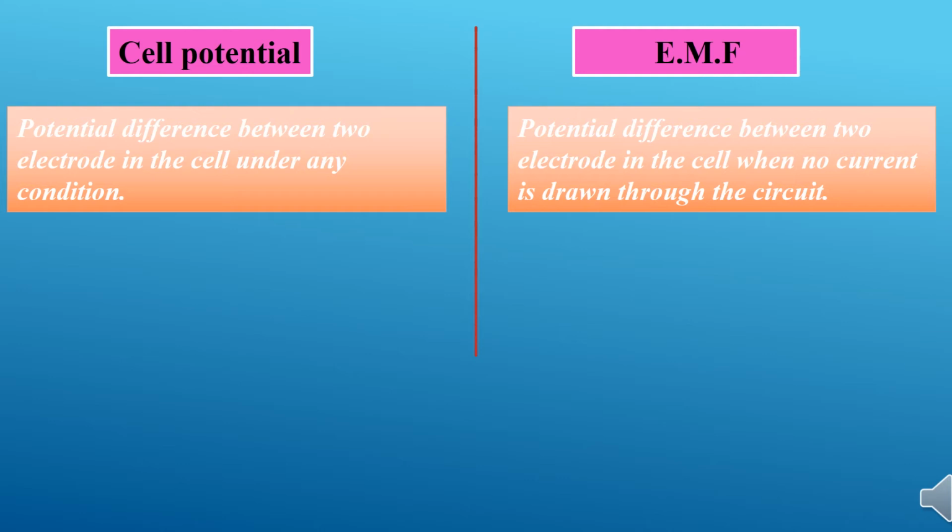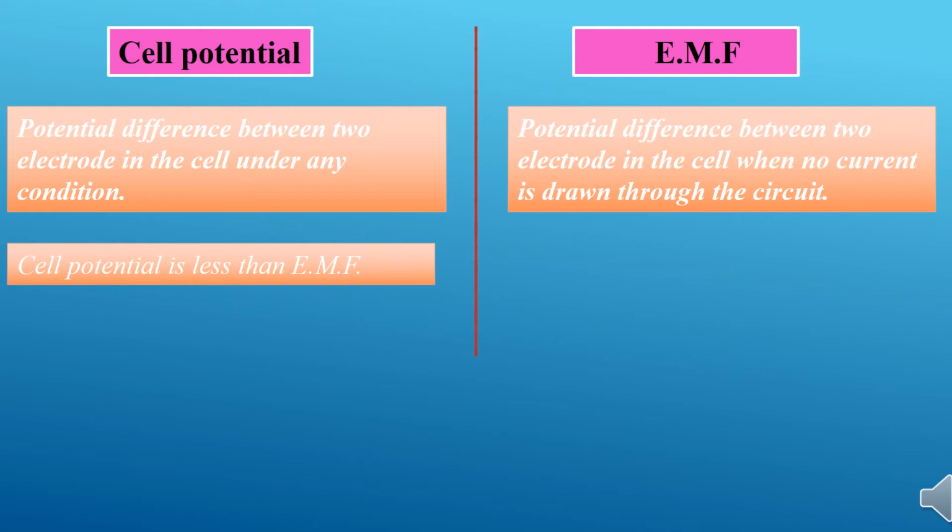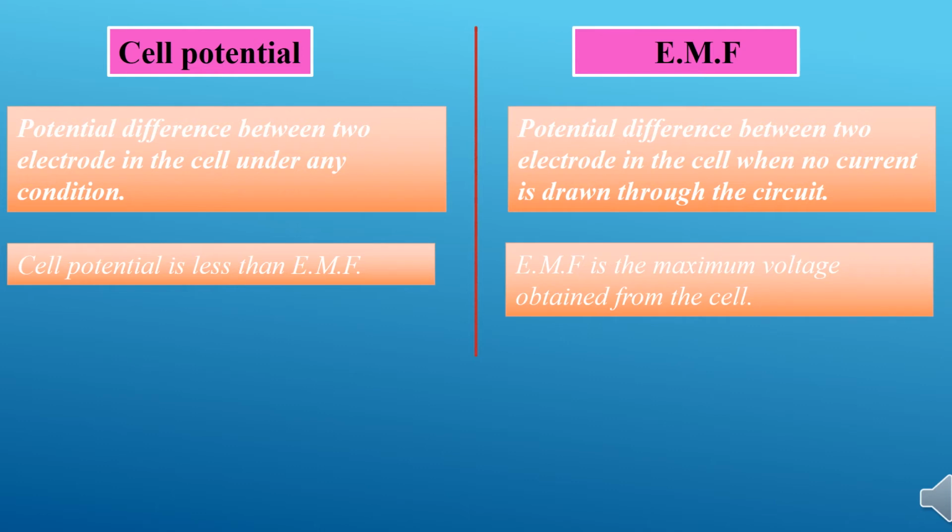Here you should remember that while considering EMF, no current is drawn through the circuit. Next, cell potential is always less than EMF, whereas EMF is the maximum voltage obtained from the cell. But for calculation purposes, we take cell potential and EMF as the same thing.